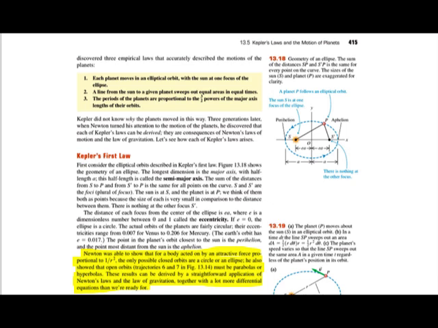In the following section, Kepler's laws are stated. Kepler developed his laws from observations, and they are not derived in the text. The text notes, Newton was able to show that for a body acted on by an attractive force proportional to 1 over r squared, the only possible closed orbits are a circle or an ellipse. He also showed that open orbits must be parabolas or hyperbolas. These results can be derived by a straightforward application of Newton's laws and the law of gravitation, together with a lot more differential equations than we're ready for.